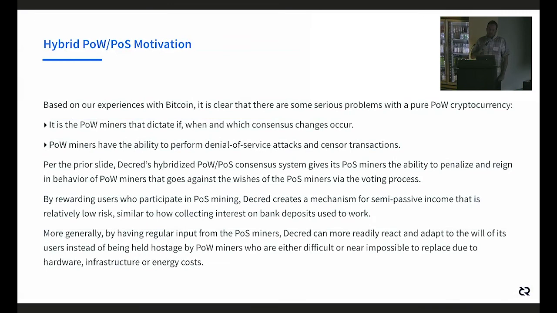And more generally, what we're really trying to do is have a currency that adapts to the will of its users, as opposed to it being a game where a small cabal of people are in charge the whole time. By having this hybrid proof of work, proof of stake system, we use proof of work, which we know works and works well, and then we bolt on a proof of stake layer on top of it to fix the governance problem. It's sort of the least we can do to fix the situation.